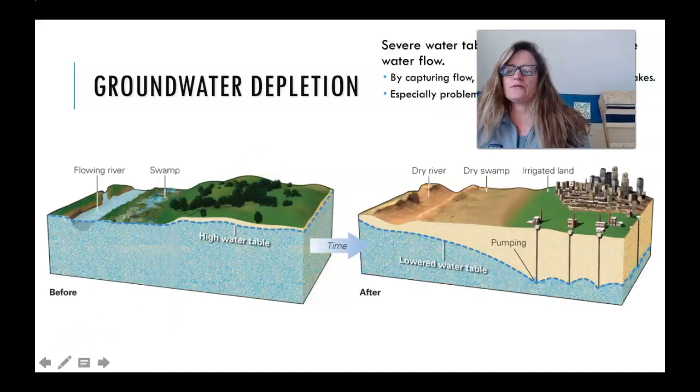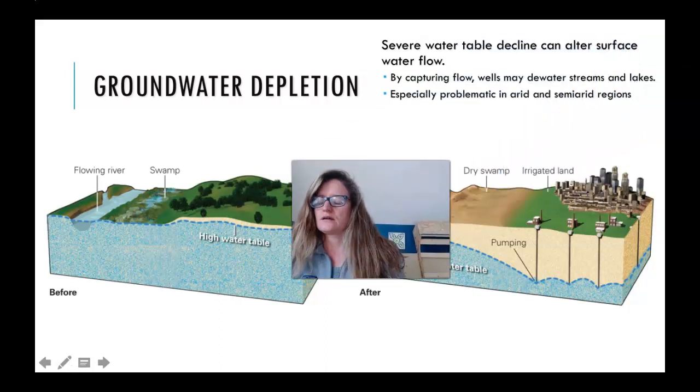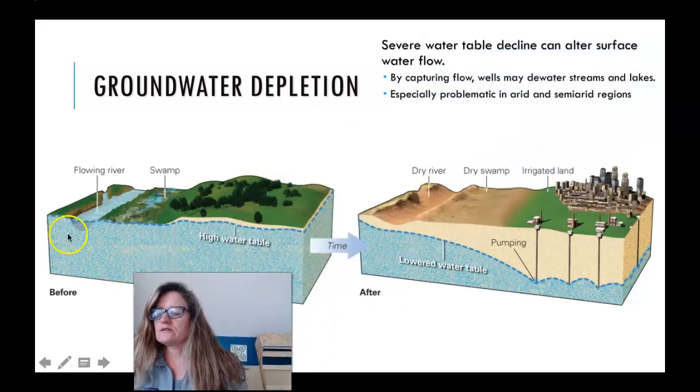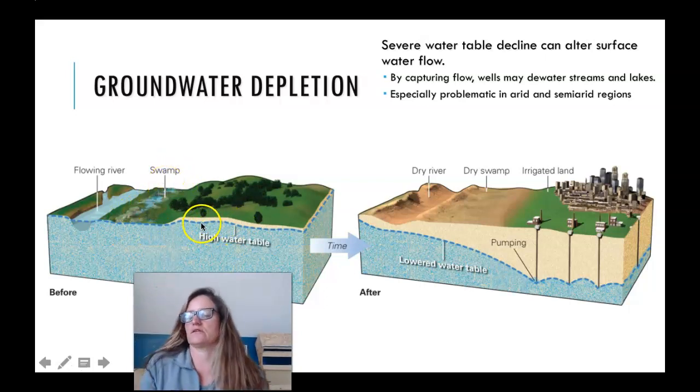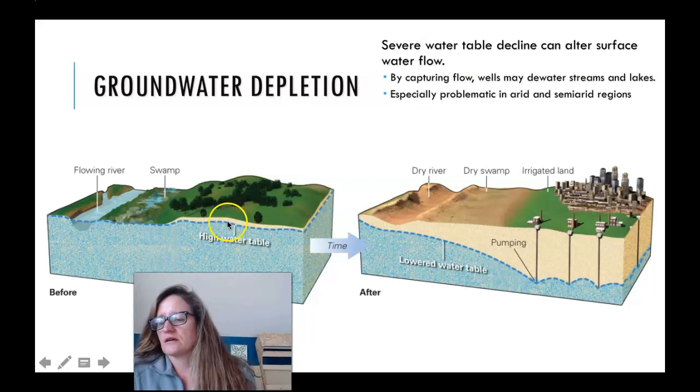All right, so remember those cones of depression? Here is a river that's nicely flowing. Here is, we'll call it a wetland or a swamp. The water table is up near the Earth's surface, kind of follows that topography here.